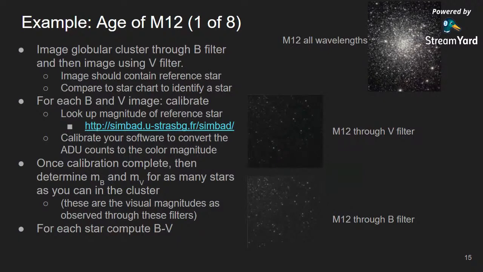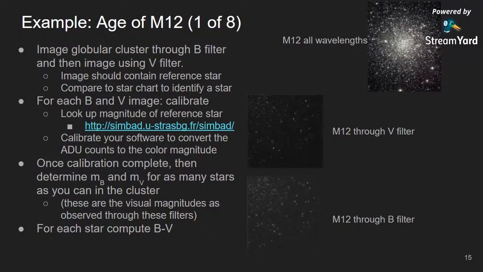So let's walk through an example for M12. First of all, if you look at the pictures on the right, M12 through all wavelengths looks like the top right image. So that's showing all frequencies of light like you would through a full image with no filters. And then the bottom two pictures are showing what it looks like. And it's actually kind of a segment of it, just so you can get some contrast between the black background and the stars. But as you might expect, there's not a big difference between the V filter and the B filter. But there is a difference.